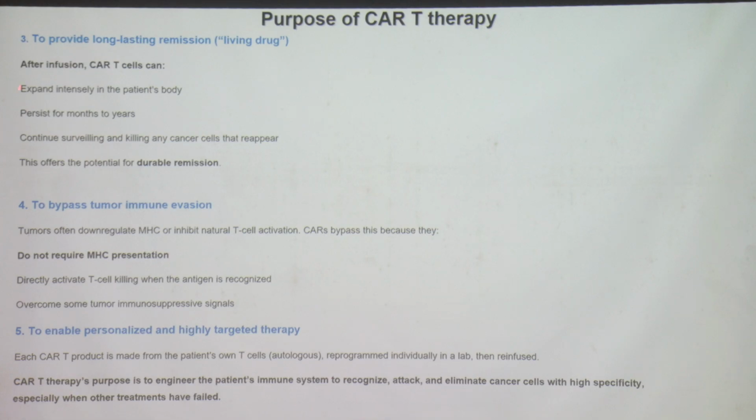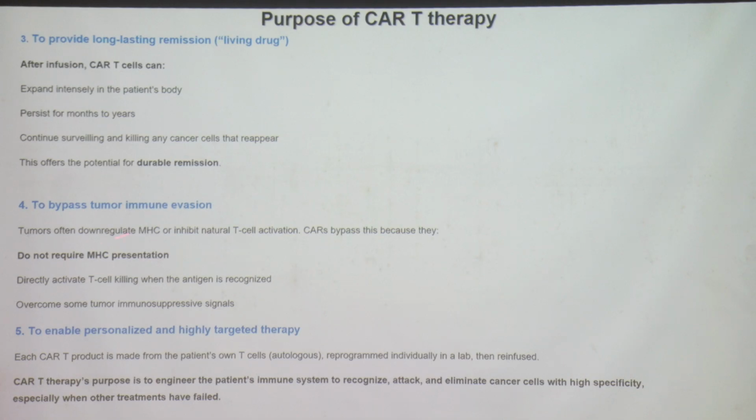That's the good news. After infusion, CAR T cells can expand intensely in the patient's body, persist for months to years, continually surveying and killing any cancer cells. So this is very good news for CAR T cells. They bypass tumor evasion. Tumors often downregulate MHC or inhibit natural T cell activation. Here it's a totally artificial machinery, so tumor cells cannot handle that. They cannot downregulate it. Okay.